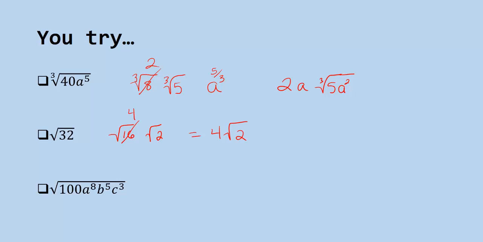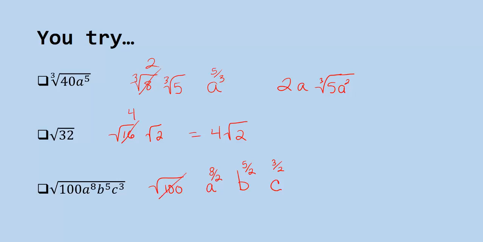And the last square root one just has multiple terms. So square root 100, well, that one's a perfect square. That'll work out nicely. I'm going to take a to the power of 8 over the root. That one looks like it'll come out nicely. B, I'm going to transpose to power of 5 over the root of 2. Looks like there'll be a remainder. And C to the power of 3 over the root of 2.